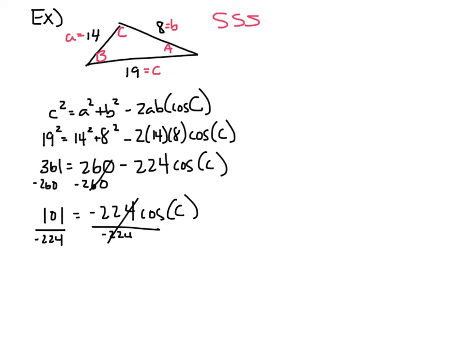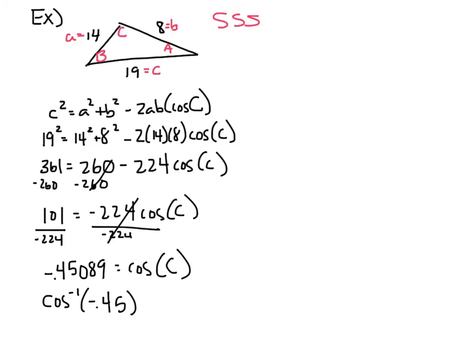And that'll give me negative 0.45, and then it keeps going. 0.89 equals the cosine of C. Whenever you're doing this, even if you don't write down all the numbers, just keep them all in your calculator and hit the inverse cosine of that. So inverse cosine of that last decimal that the calculator gave us equals C. We see that the angle C is 116.8 degrees.